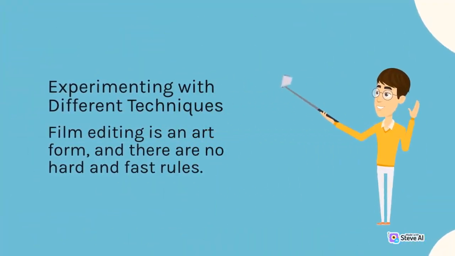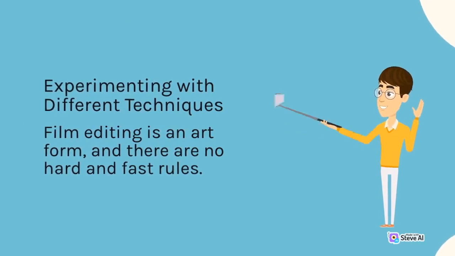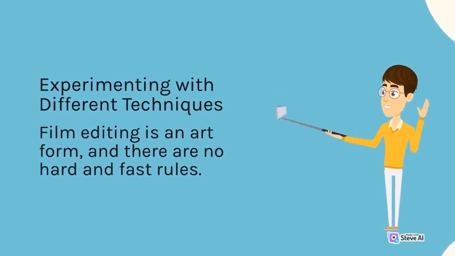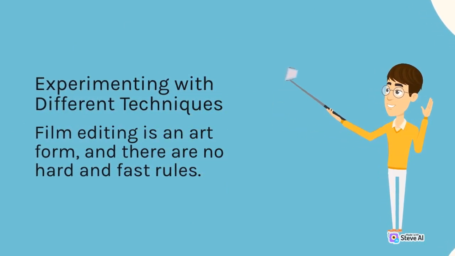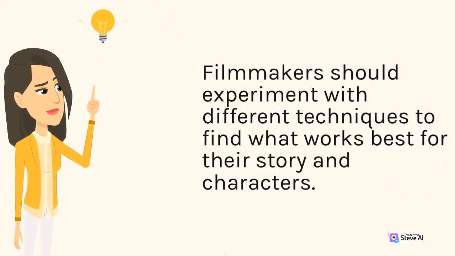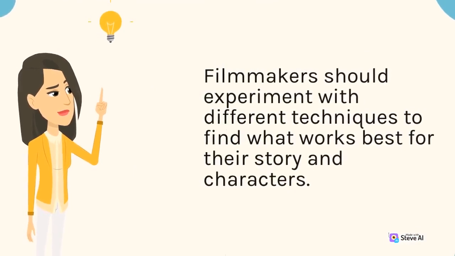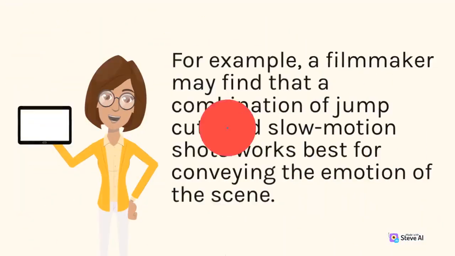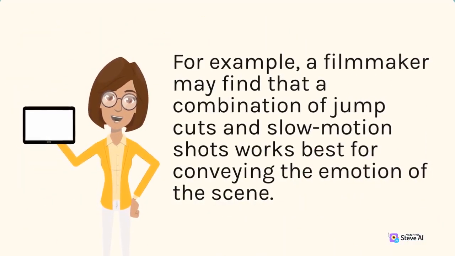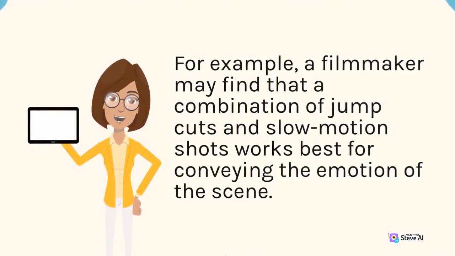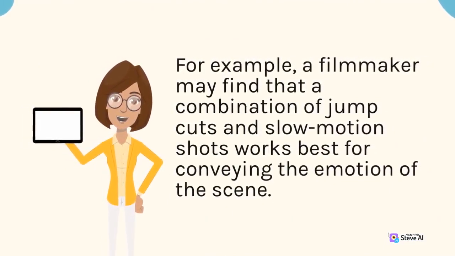Experimenting with different techniques. Film editing is an art form, and there are no hard and fast rules. Filmmakers should experiment with different techniques to find what works best for their story and characters. For example, a filmmaker may find that a combination of jump cuts and slow-motion shots works best for conveying the emotion of the scene.